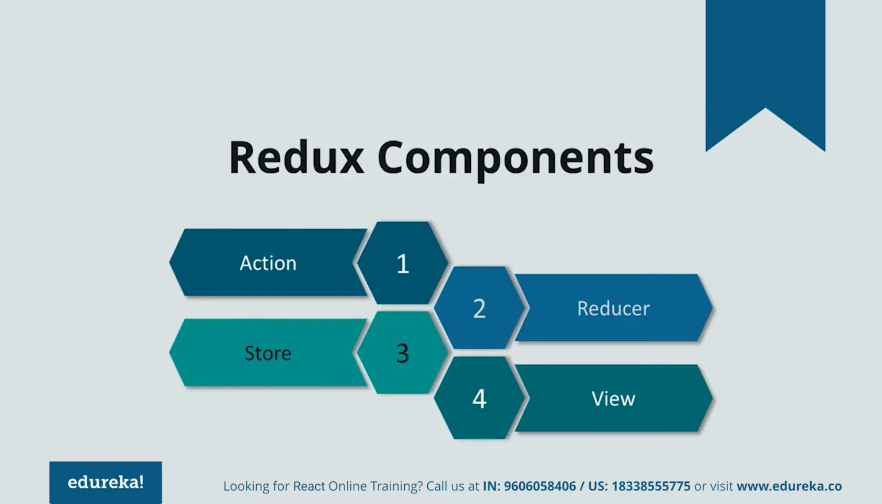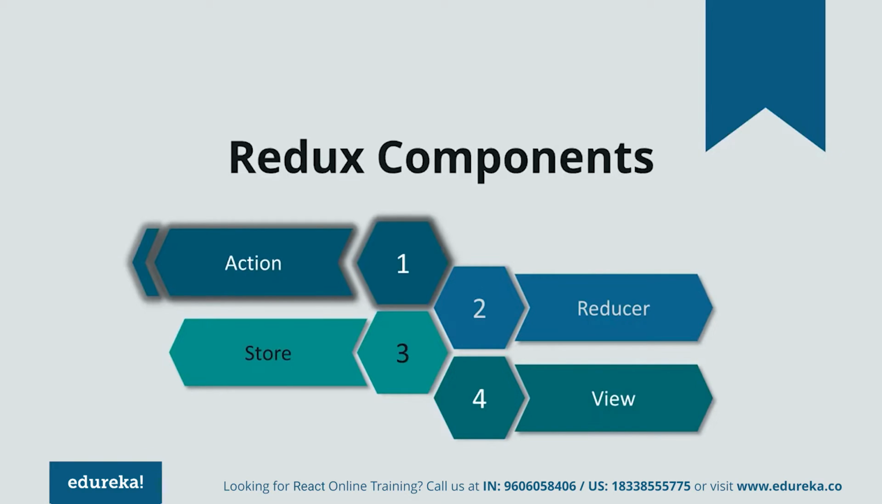Now we'll talk about Redux components. There are four main Redux components. The first one is the action. The second is the reducer. The third one is the store. And the last is the view. So we'll talk about these in detail now. First of all, we'll talk about the action. What is an action in Redux?